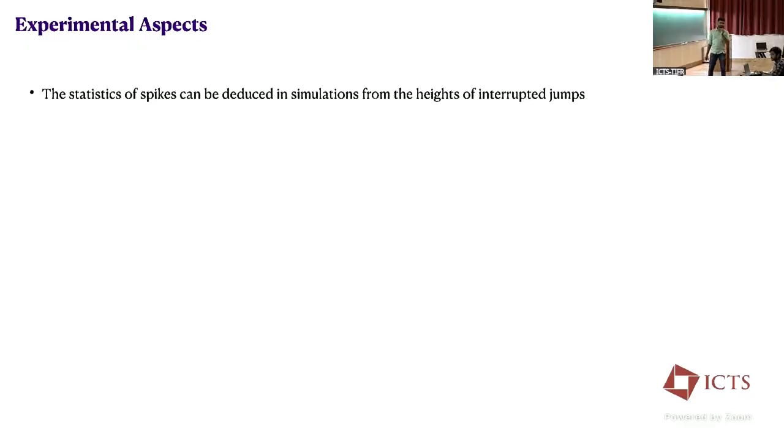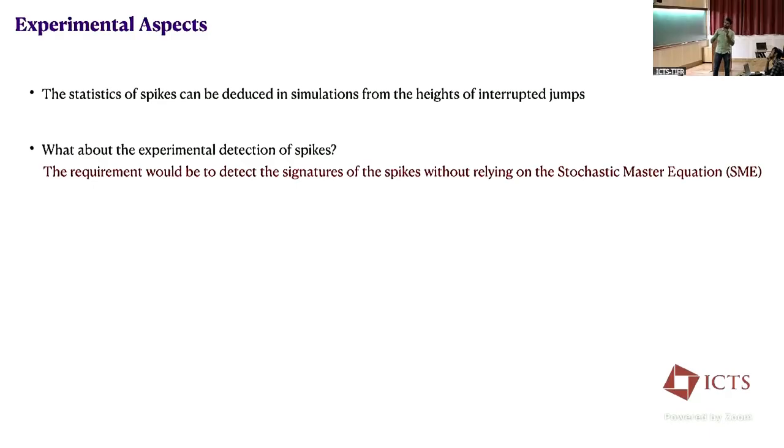So of course, the infinite measurement strength limit is inaccessible from an experimental point of view, but the statistics of spikes can be deduced in simulations from the heights of these interrupted jumps. And I'll just explain what that means in a couple of slides. So to experimentally detect spikes, one would have to detect the signatures of spikes without relying on the stochastic master equation.